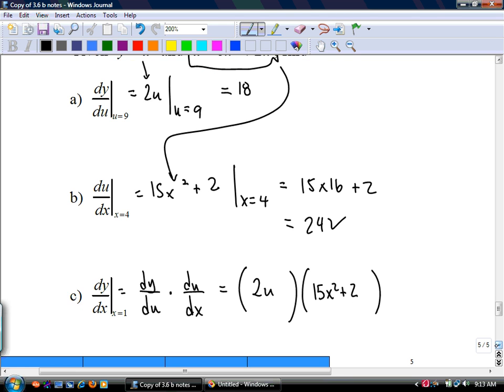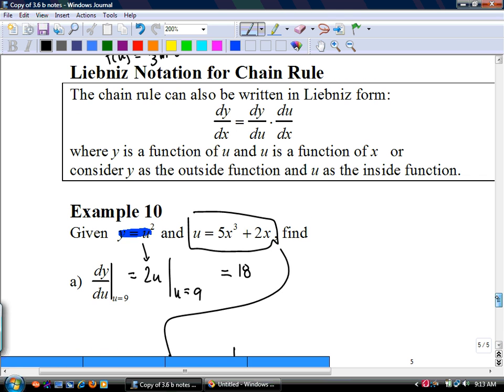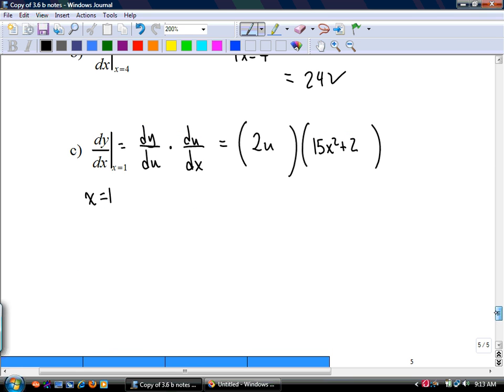Okay, it says when x is 1. So we need to know what u is. When x is 1, u is 5 times 1 cubed plus 2 times 1, which is 7. So wherever I see a u, I'm going to put in 7. Whenever I see an x, I'm going to put in a 1.